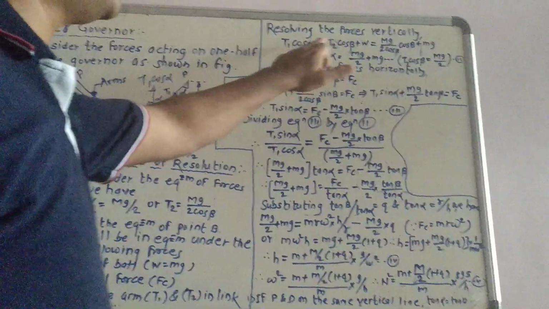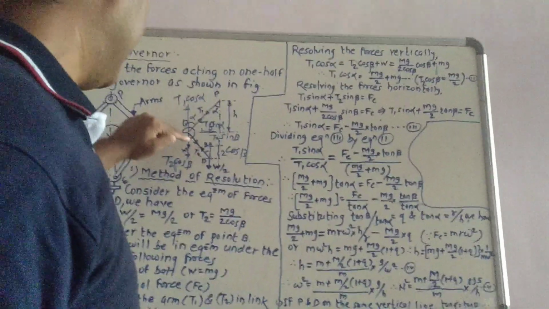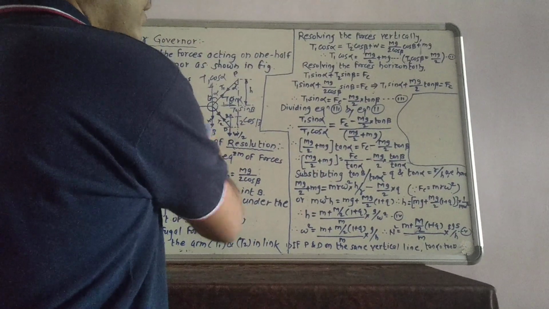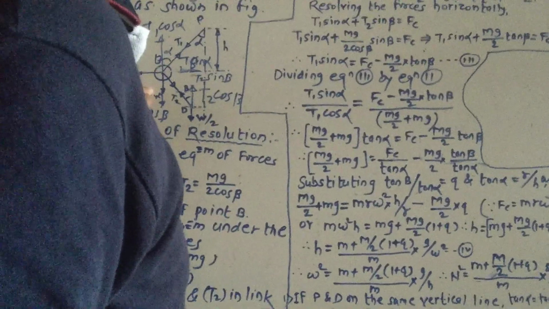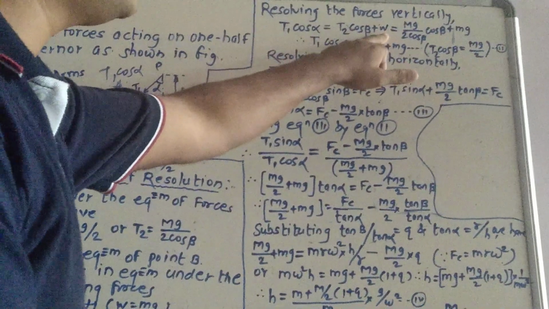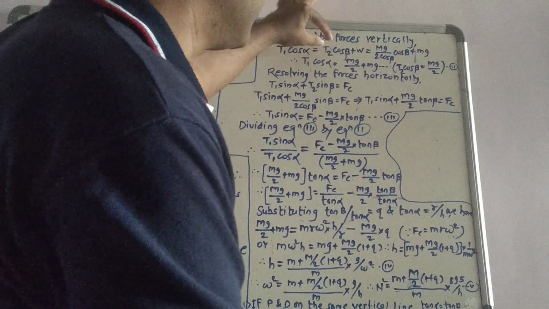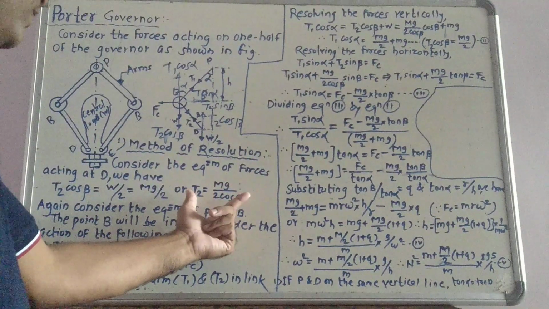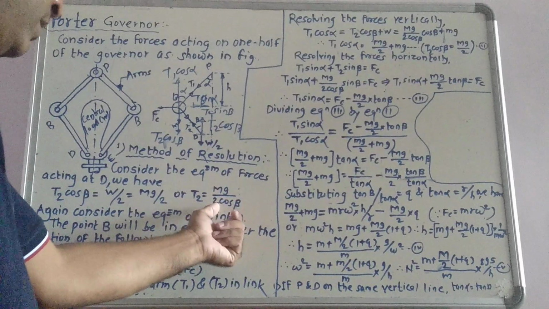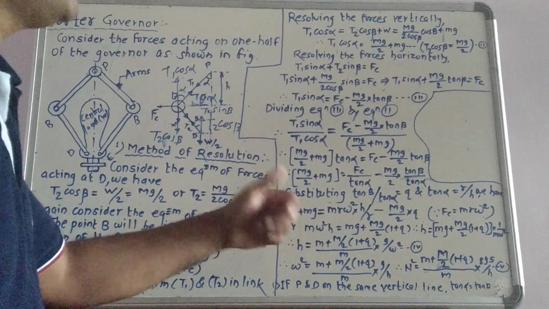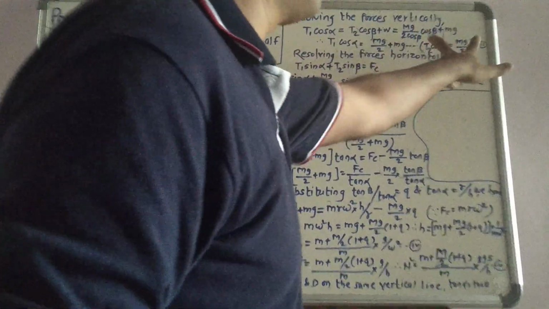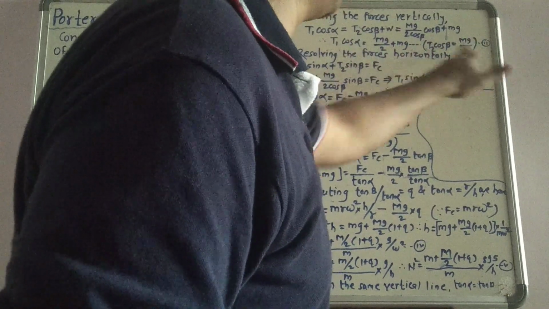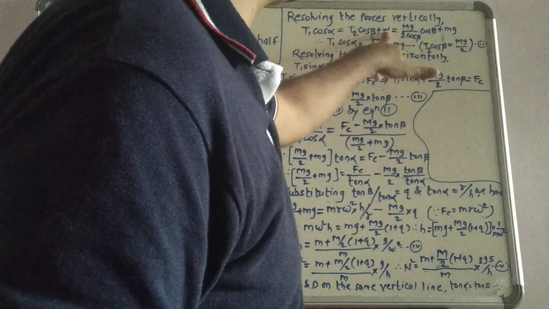So T1 cos alpha equals T2 cos beta plus w. The component of T2 in the vertical downward direction is nothing but T2 cos beta, plus the weight of the ball in downward direction, that is small w. Now what about T2? T2, we already have the value for that. T2 is nothing but Mg by 2 cos beta. So replace T2 by this term. T2 cos beta is nothing but Mg by 2 here, and this small w is nothing but mg.